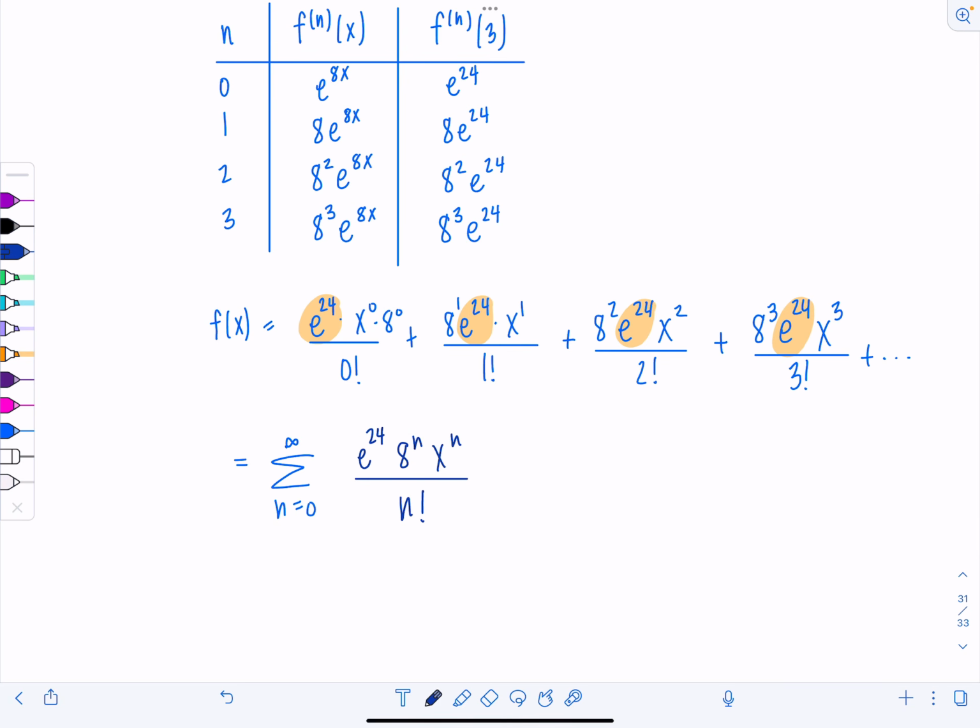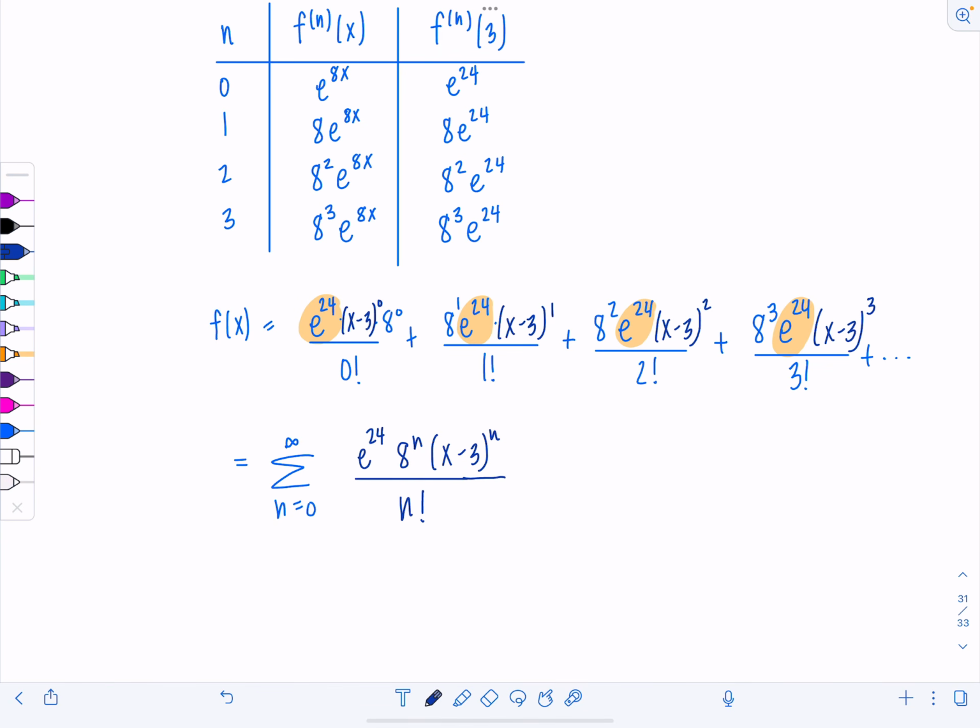Oh my God, you guys. I messed up. This should be x minus 3. You can tell I'm getting tired, huh? Okay. To the 0, x minus 3 to the first, because it's centered at 3. Please forgive me. So then this is x minus 3 to the n.